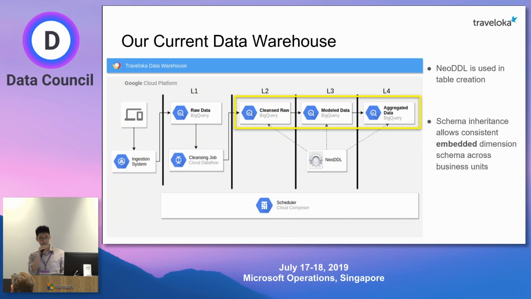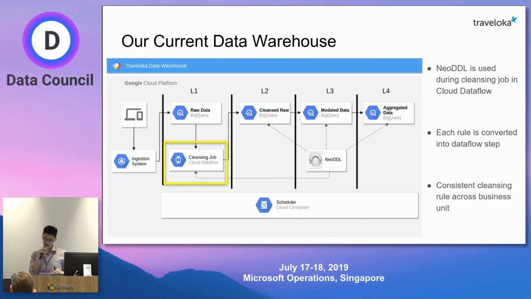So it ensures that all business units will have the same dimension structure. And this way, we get the increased performance from the nested data structure because we will have fewer joins. But we can also still enforce the dimension structure across business units.